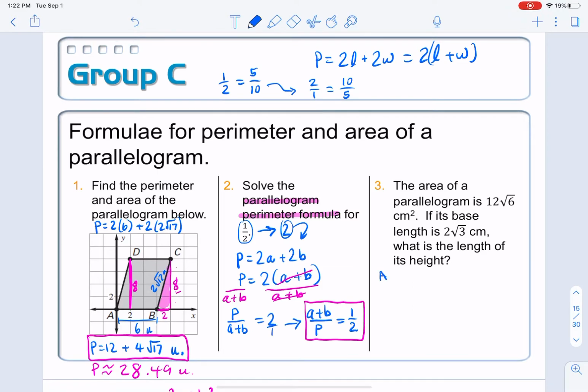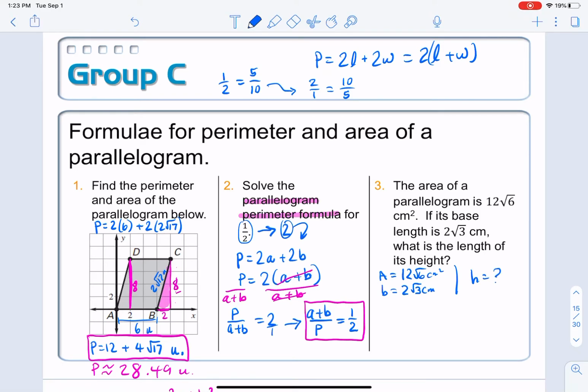Our area is equal to 12 square root of 6 centimeters squared, okay? If the base length is, so we have a base length, so B is equal to 2 square root of 3 centimeters. What is the length of its height? So we're looking for height. I'll put a question mark on that one.